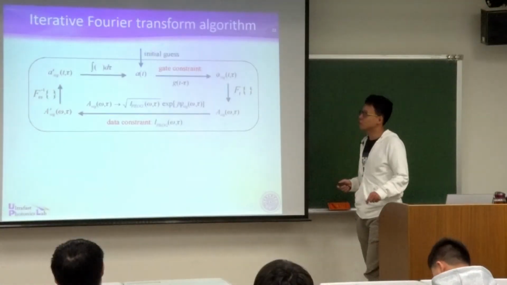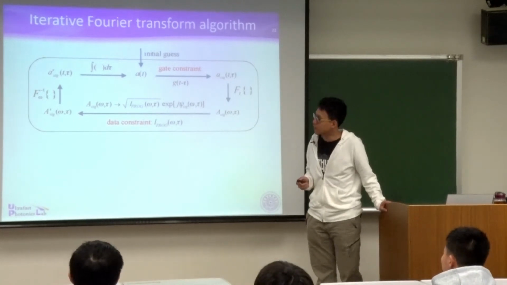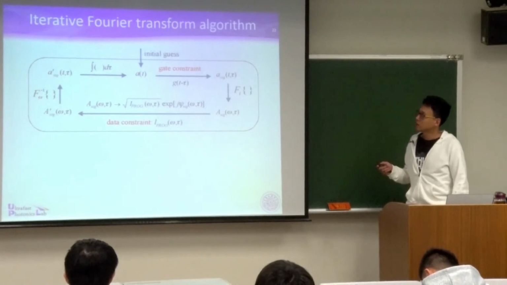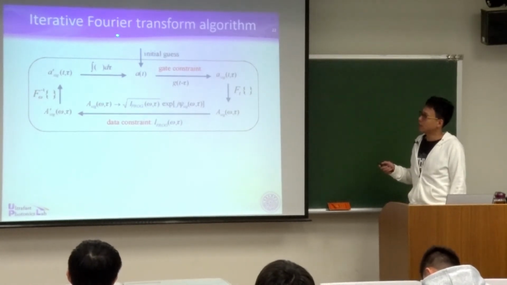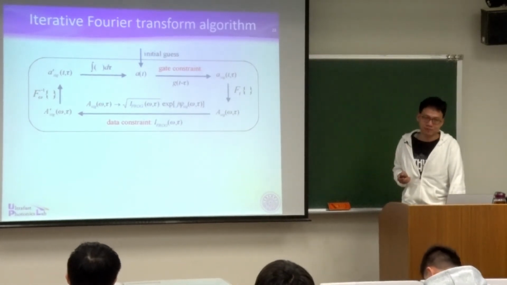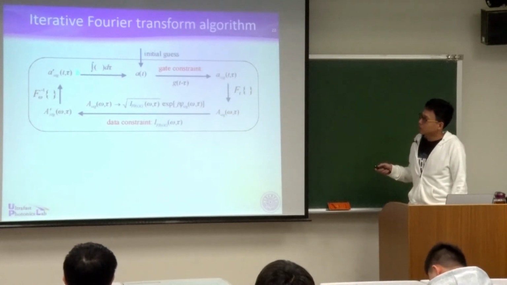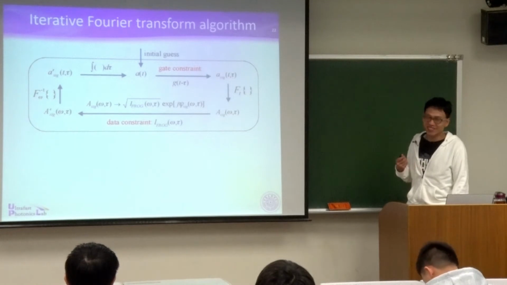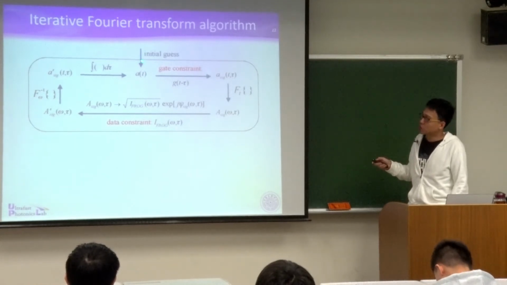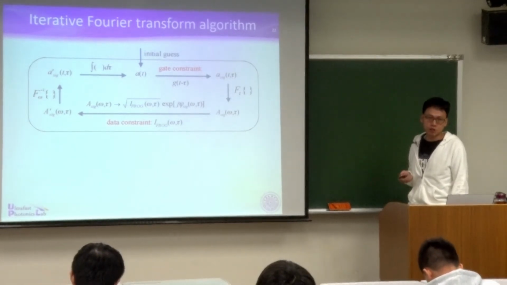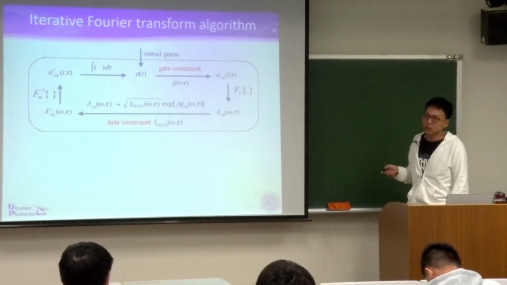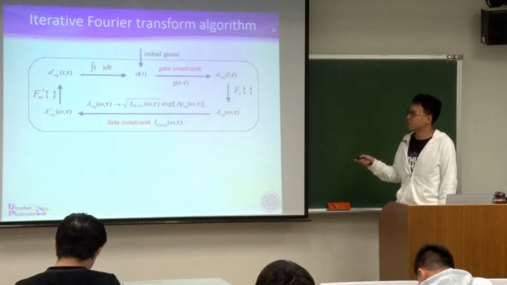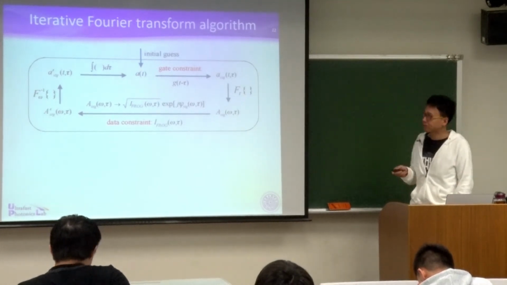Now I just show you the very basic algorithm for data retrieval, the so-called iterative Fourier transform algorithm. Okay. So there is a loop. So you have to repeat many times. Okay. Initially, you have no idea about the signal field, A of t. So just give a random guess. Usually it's a random field. Okay. This is your starting A of t.